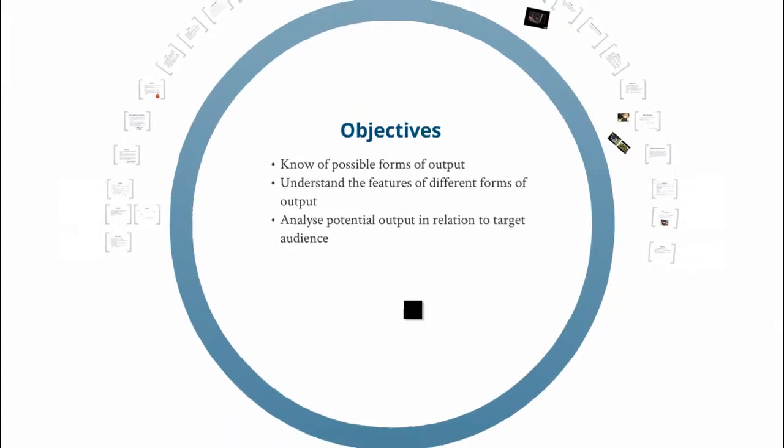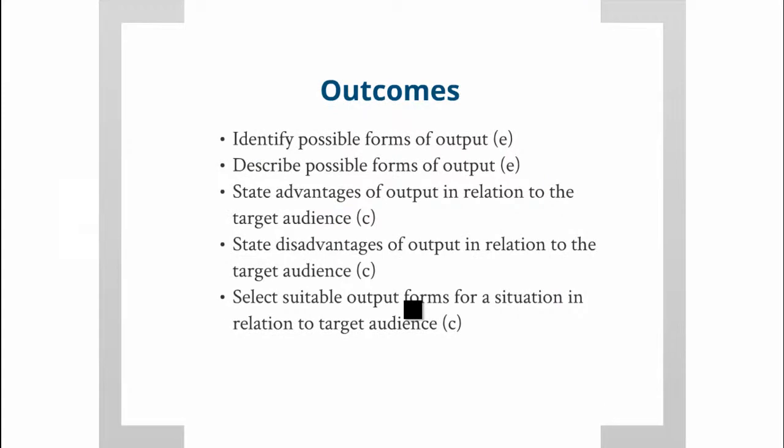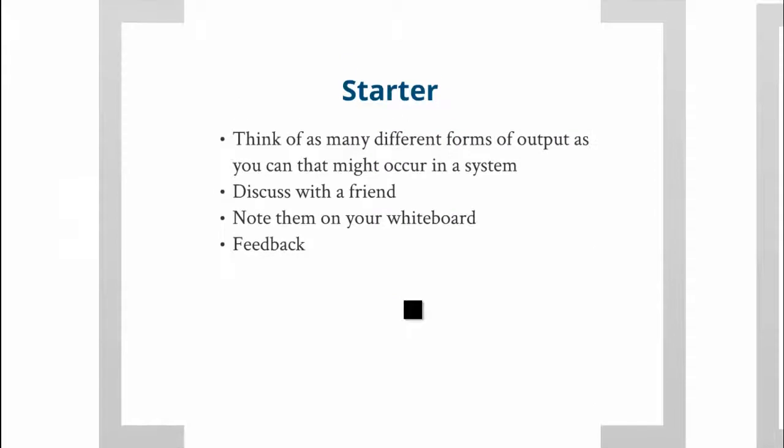Okay, so we need to identify possible forms of output, describe possible forms of output, state the advantages of output in relation to the target audience, state disadvantages of output in relation to target audience, and select suitable forms of output for a situation in relation again to the target audience. So let's have a little look.